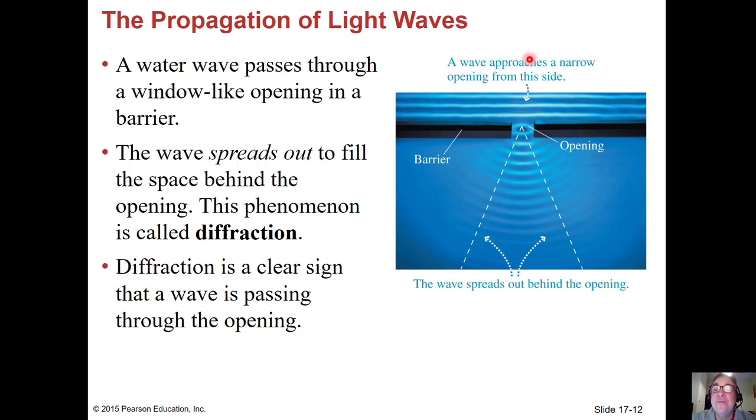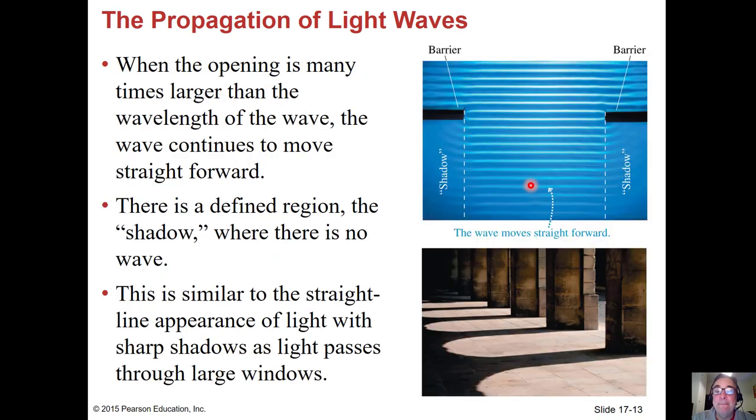Okay, so a water wave passing through this small opening, if you notice, spreads out. A wave approaches from this side, and it encounters this barrier here and a barrier here. Here's a small opening. It squeezes through and it spreads out. This is called diffraction when that happens, the spreading out of light going through a small opening. If the wave, in this case a water wave, was going through a big opening, you wouldn't have this happen. It's only happening because we're going through a small opening.